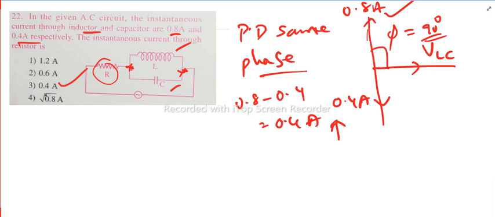Okay, so he's been asking what is the instantaneous current value through the resistor. It is 0.4 amps.